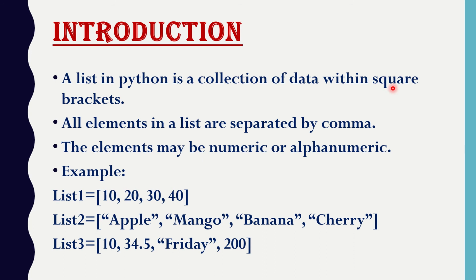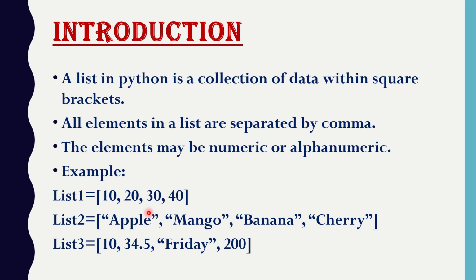As you all know, a list in Python is a collection of data within square brackets. All the elements in the list are separated by the comma operator, and lists in Python are mutable. That means that the elements inside the list can be changed or modified. These elements may be numeric or alphanumeric.